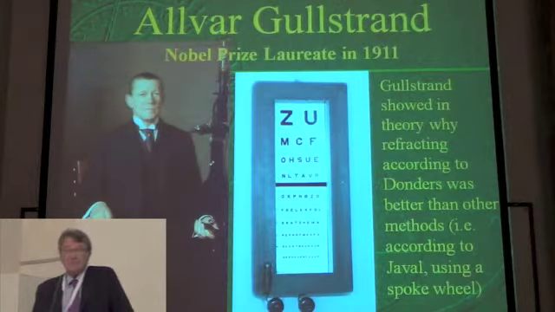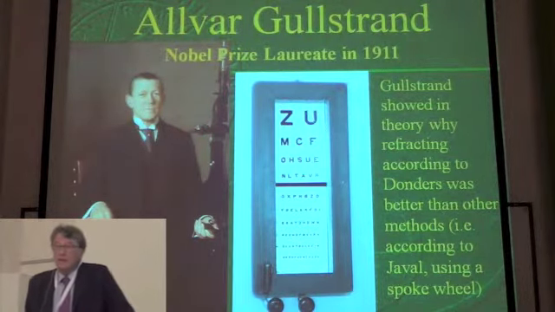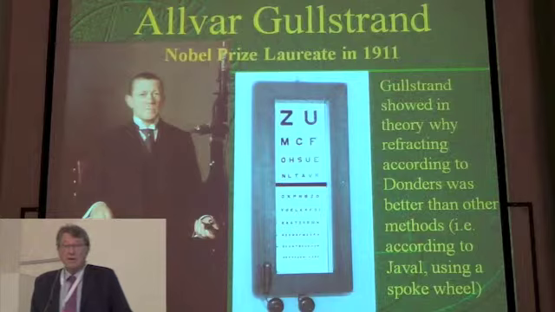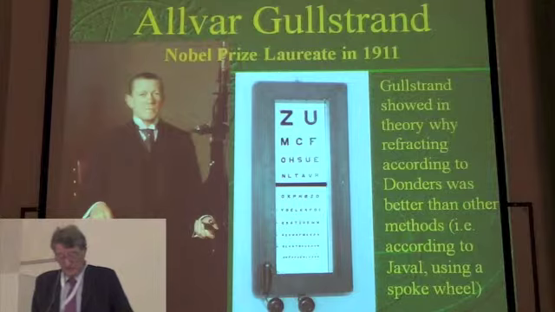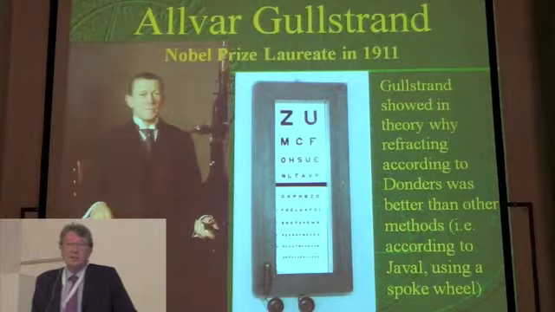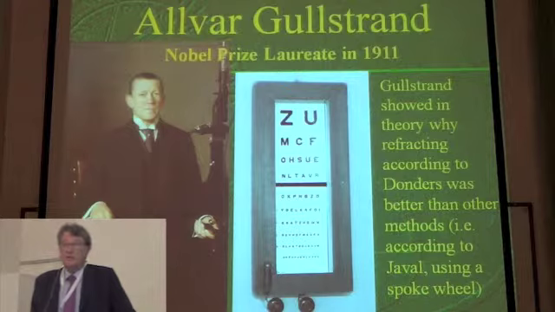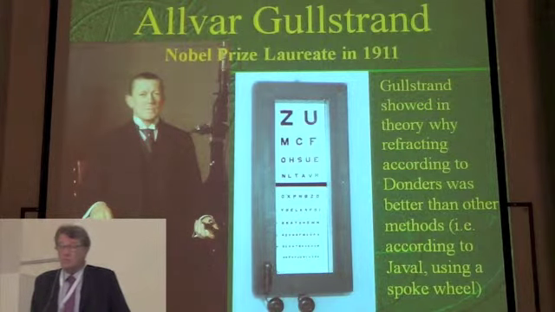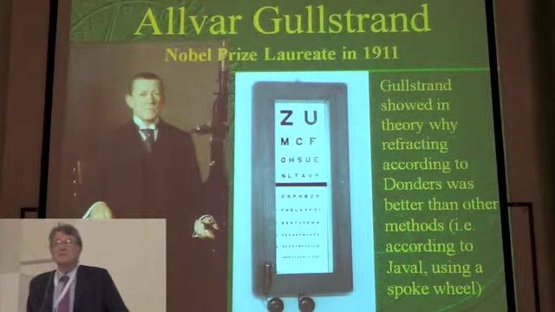But also, the way we refract people is the method of Donders, empirically found by Cornelis Donders in the middle of the 19th century. It was Alvar Gullstrand that worked out the principles, the theoretical background of what's happening when you're refracting this way. And this way is preferable to other ways, the method of Javal, for instance, in Paris, which of course was very prominent in France and in Britain and in some places in the United States also.